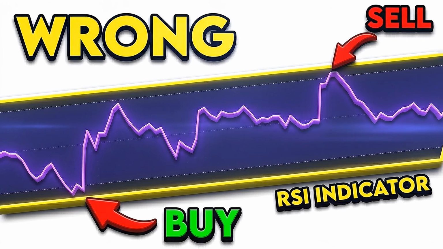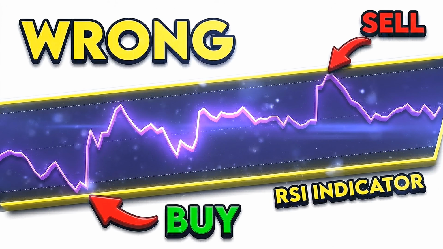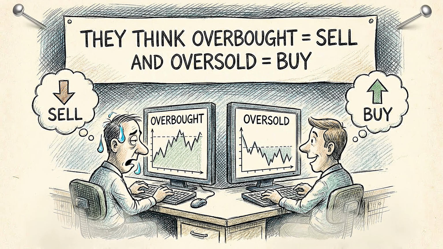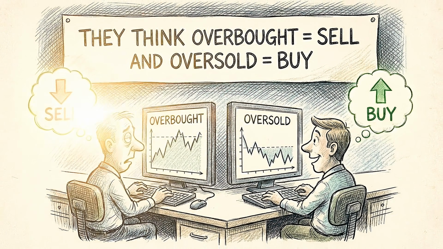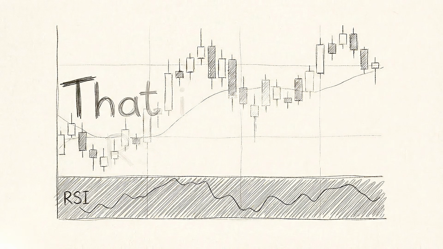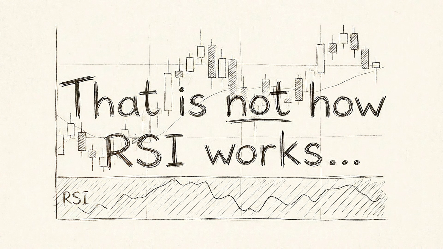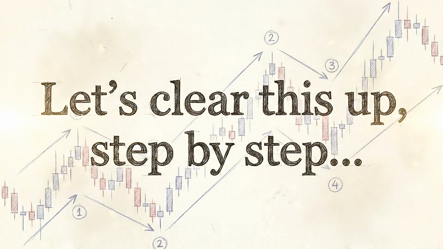A lot of traders lose money with RSI for one simple reason. They think overbought means the market has to fall and oversold means it has to rise. But that is not how RSI really works. Let's clear this up step by step.